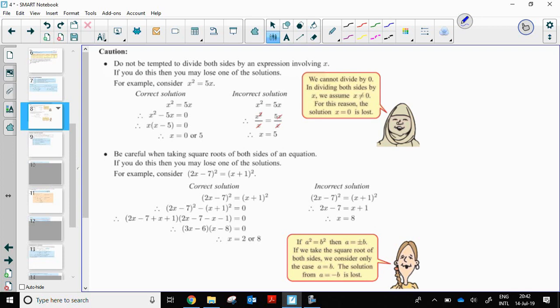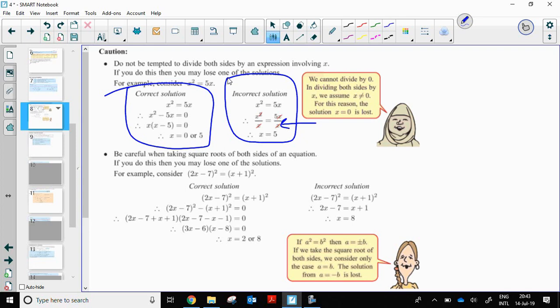If we have x squared equals 5x, you might be tempted to do this wrong thing right here and divide both sides by x, and then you get x equals 5, which is one of the answers, but it's not the only one, because we might be dividing by 0. Right there, we divided by x, but we don't know what x is, so x could be 0. And in fact, that was one of the other solutions. So the correct solution over here has x equals 0 as one of the answers.